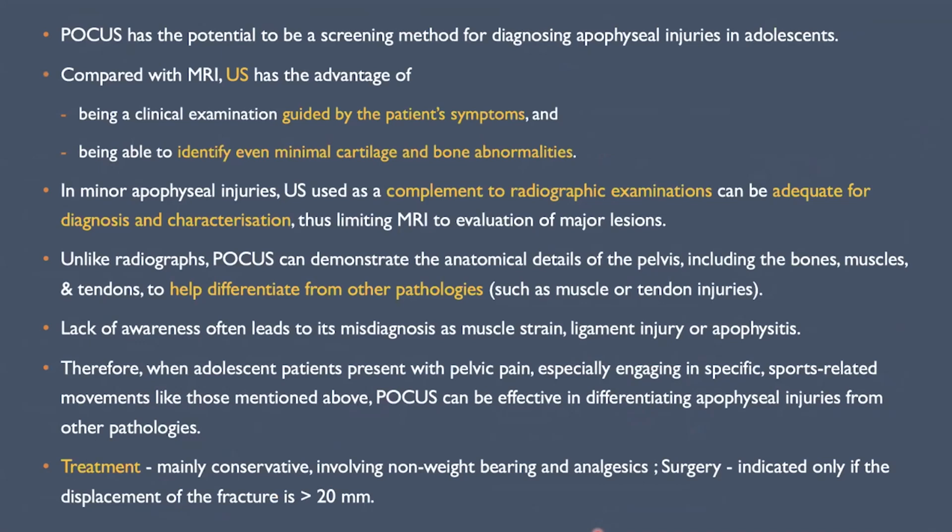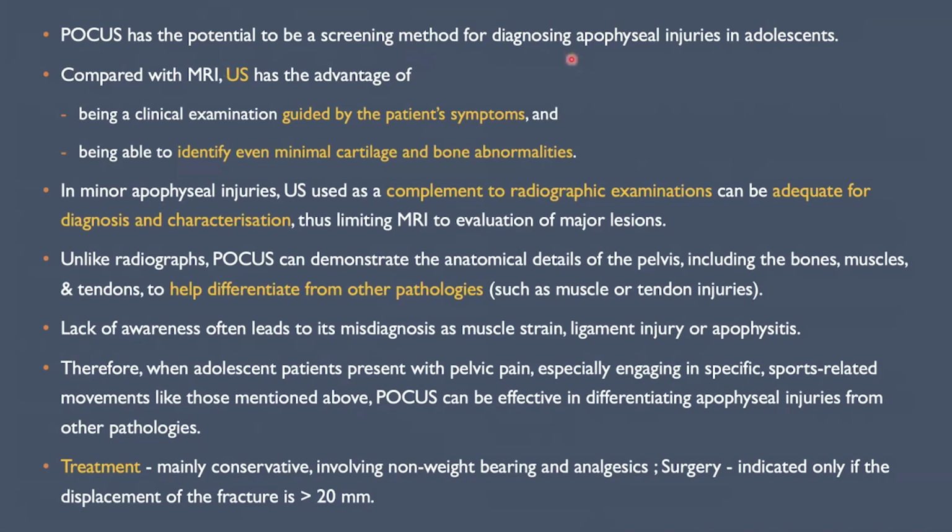In fact, the most common cases of apophyseal injury that I have seen have been in the pelvis in young athletes. Now, why is ultrasound so important? Because from my personal experience, it definitely has a better role in apophyseal injuries as compared to radiographs and MRI, especially in cases which do not have frank apophyseal displacement. So POCUS, which is focused ultrasound at the site of abnormality, has the potential to be a screening method for diagnosing apophyseal injuries in adolescents.